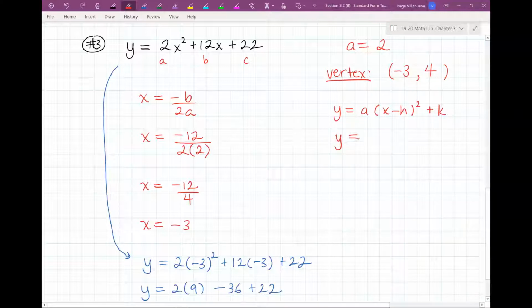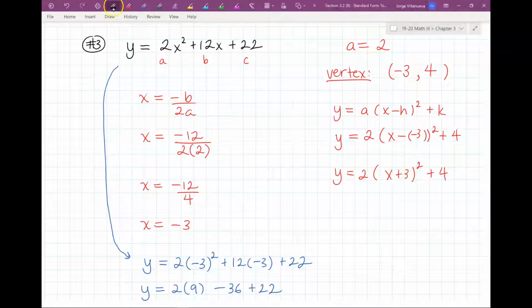All right, so y equals a, which is 2, times x minus h. So h is negative 3, so I'm going to put it right there, plus k, which is 4. But notice, minus a negative 3 doesn't look very good. Let me put a better looking number there. Minus a negative 3, that's a plus, so this is y equals 2 times (x plus 3) squared plus 4.